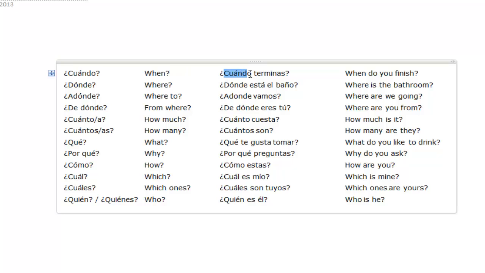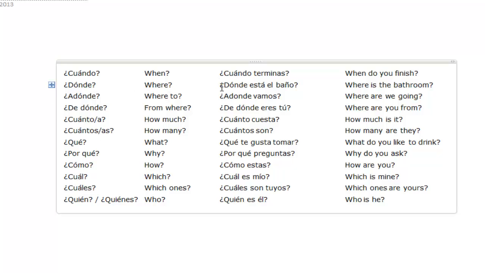So for example, we have here, cuando terminas. Remember the syllable we accent. Cuando terminas, when do you, that's terminar as in terminate, means to finish. Don't worry about the vocabulary because we're going to introduce it later. We'll look in future videos, but they're just good examples. The next one we look at is donde, where.